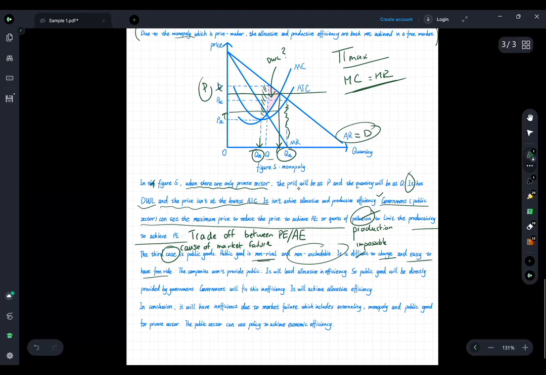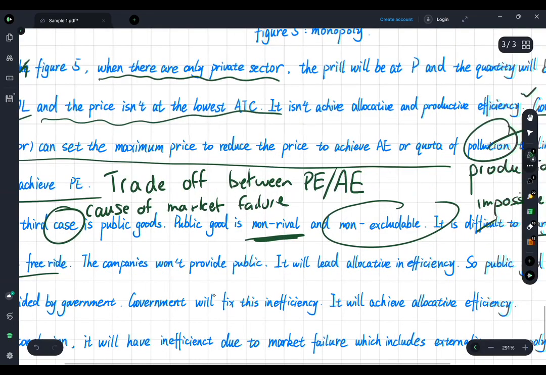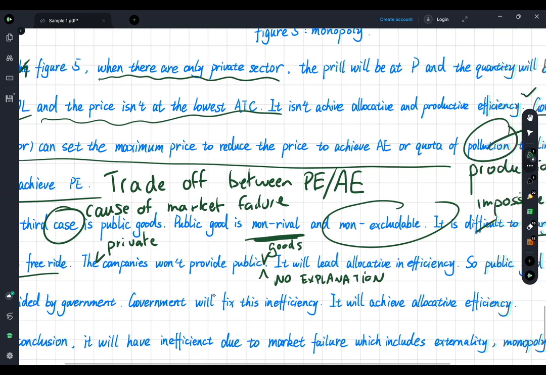But you see that there is nothing about something being non-rival. There is no explanation about what does it mean for a good to be non-rival. I would have liked to have brackets and say, for example, when consumption by one does not reduce availability to others. Okay, something like that, it's enough. Okay, the companies, okay, would be better to say private companies won't provide public goods. Again, it seems like there is a word missing, public goods. Why? You see, there is no explanation here. It's just a statement, but what's important is to explain why private firms won't produce public goods.